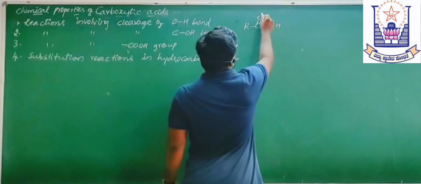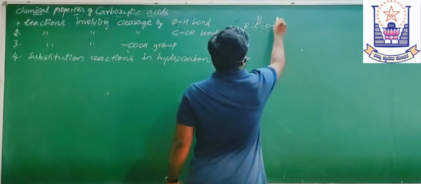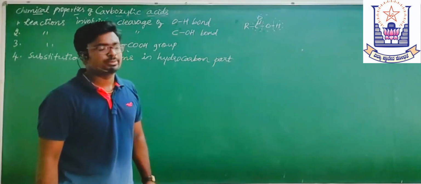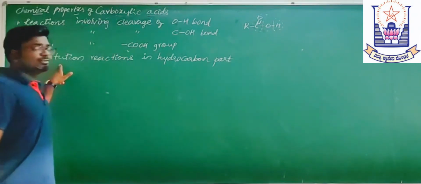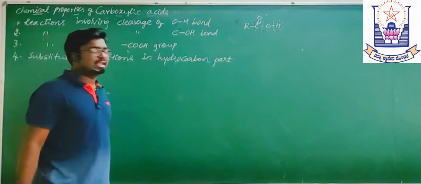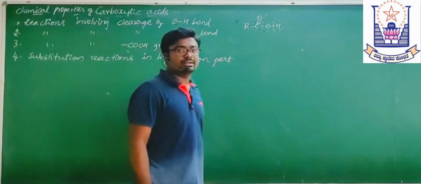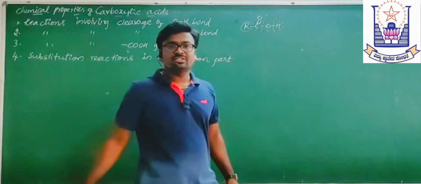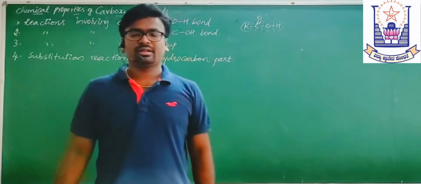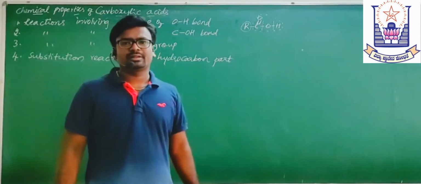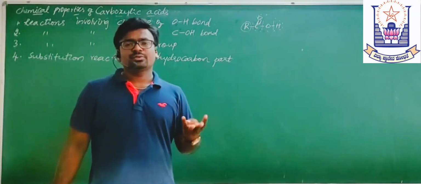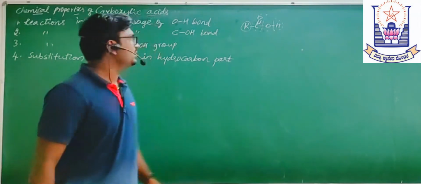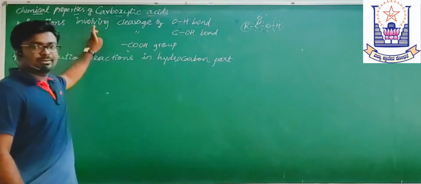Means reactions due to all that carboxyl group. The fourth type is substitution reactions in the hydrocarbon part, that is, the alkyl or aryl part. So about these four types of reactions, our discussion starts with the first one.